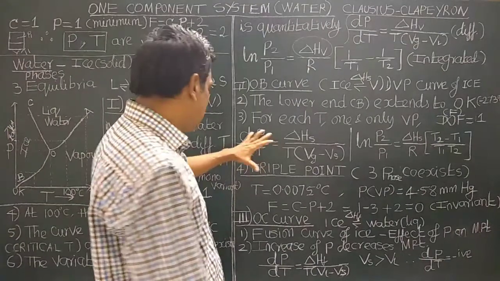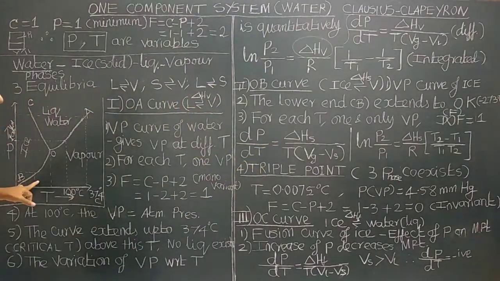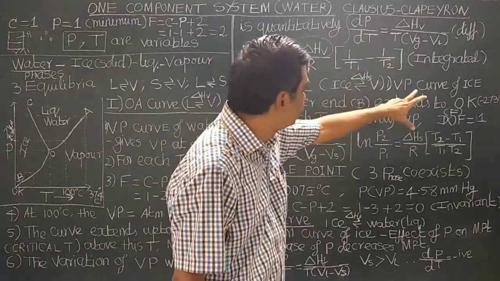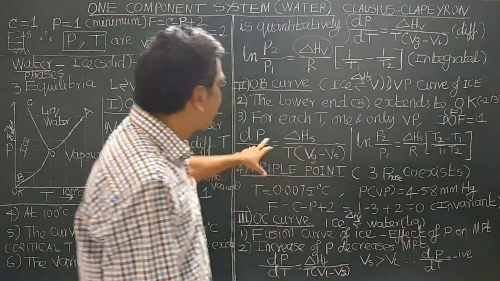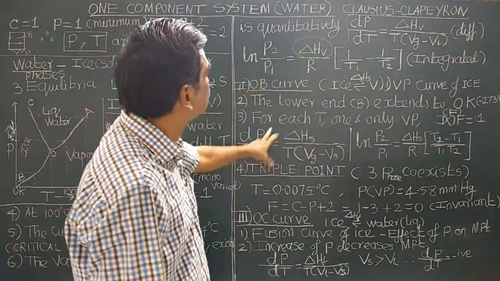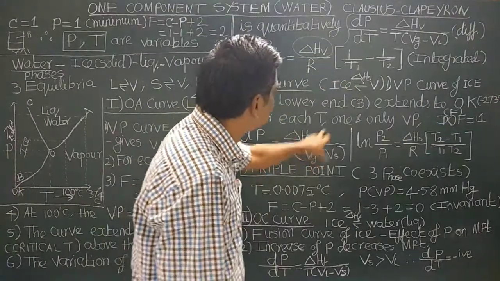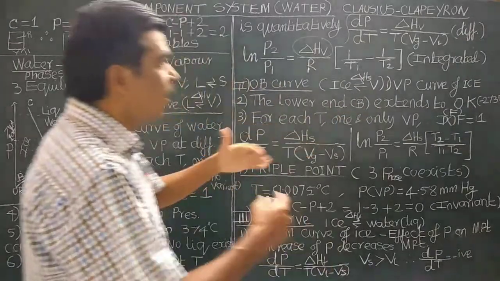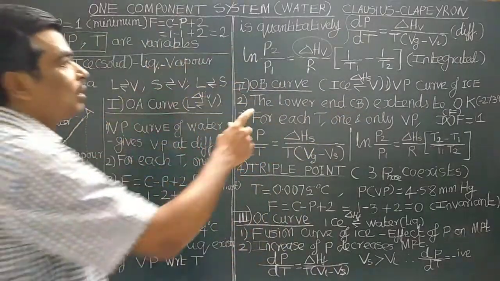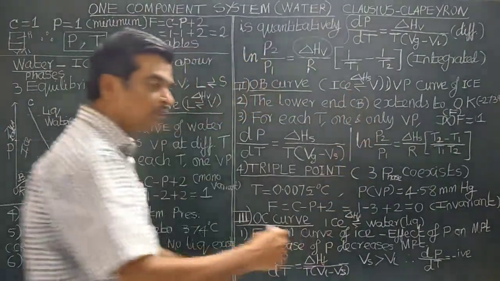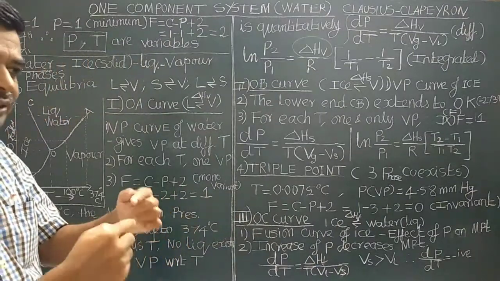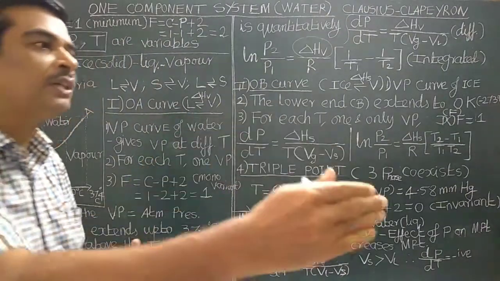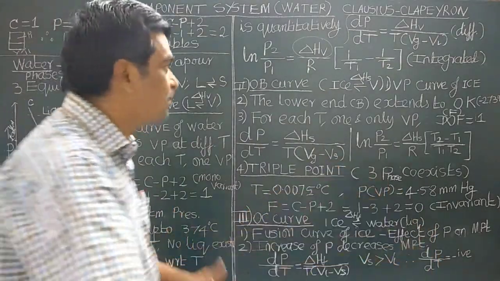Okay, now the effect of temperature on the vapor pressure curve of ice is given by, again, the Clausius-Clapeyron equation: dP by dT equals delta Hs, in this case the heat of sublimation. Ice, the solid, is converted into gas. That is called sublimation. You have studied what sublimation is. In sublimation, solid is directly converted, for example iodine solid is directly converted into gas, vapor.